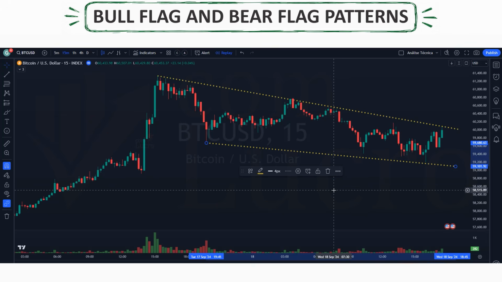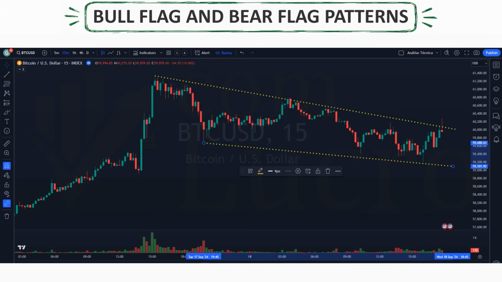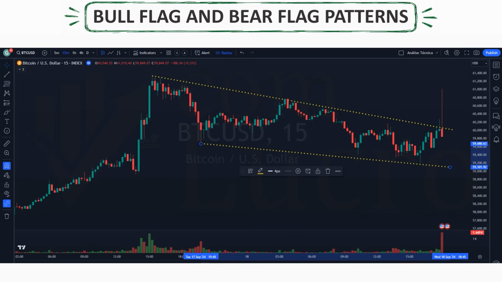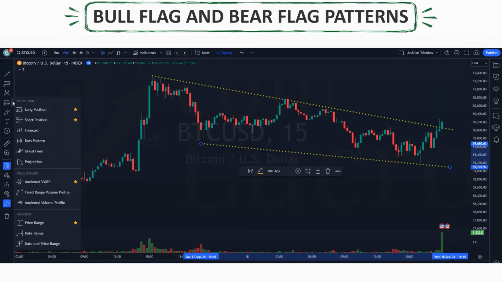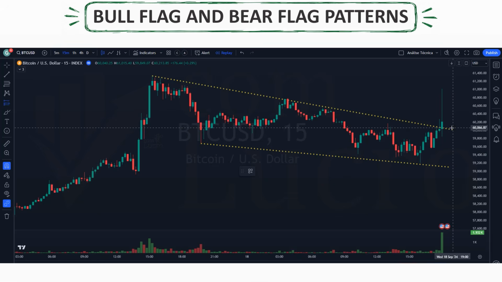However, this phase is merely a pause in the trend, and it's essential to watch for the breakout. Now, as the price approaches the upper boundary of the flag, watch closely. Once it breaks through this resistance, we have clear confirmation of the bull flag pattern, signaling the continuation of the uptrend.